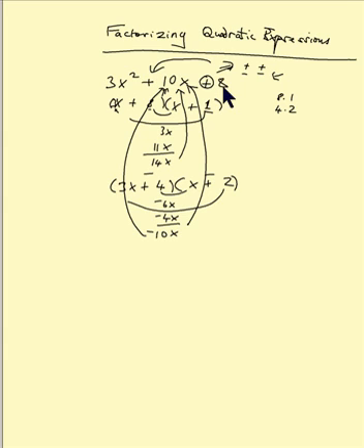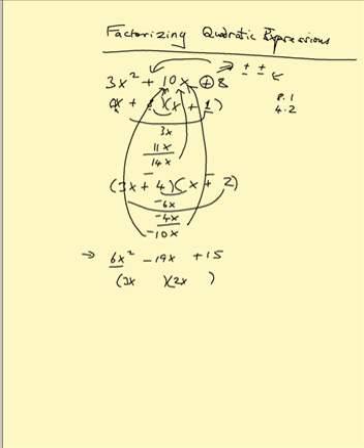So let's do another example. This is our new expression. We start off by creating the pair of brackets. Then we take factors of 6x squared, so that would be 3x by 2x. Could also be 6x by x, but let's try 3x by 2x first.